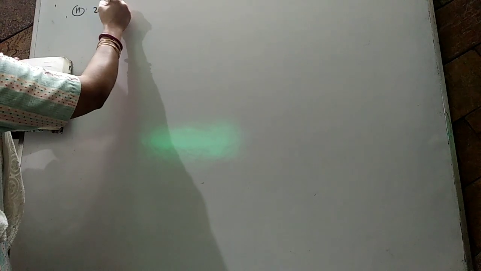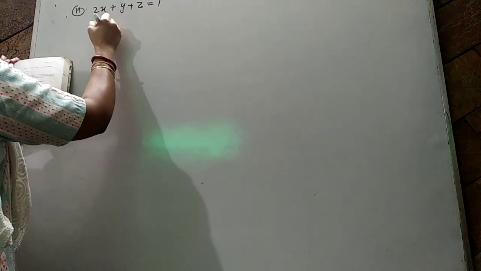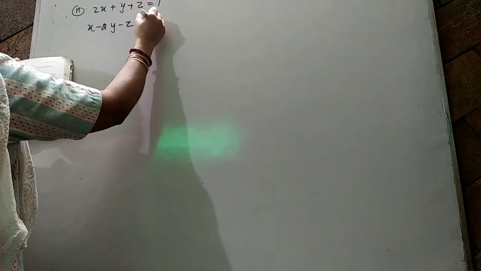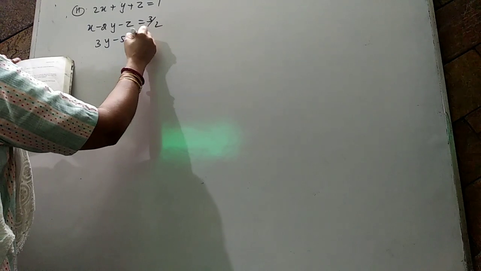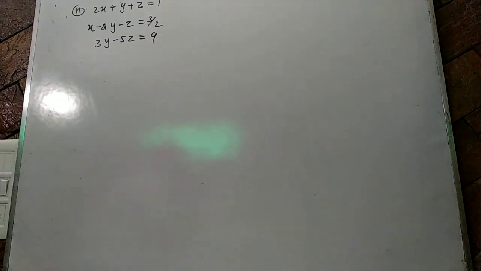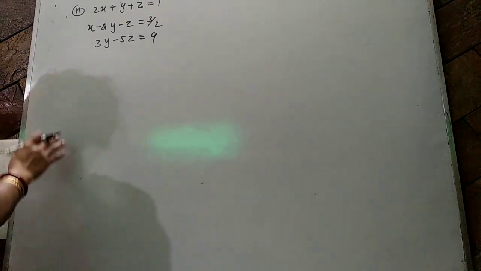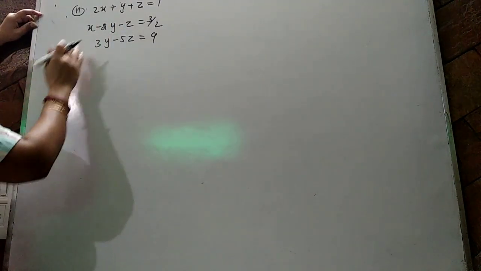Question number 11. Solve the linear equation using matrix method. 2x plus y plus z equal to 1, x minus 2y minus z equal to 3 by 2, and 3y minus 5z equal to 9. Because I told you, they will definitely ask one 6-mark question. Let me take this as an example question.